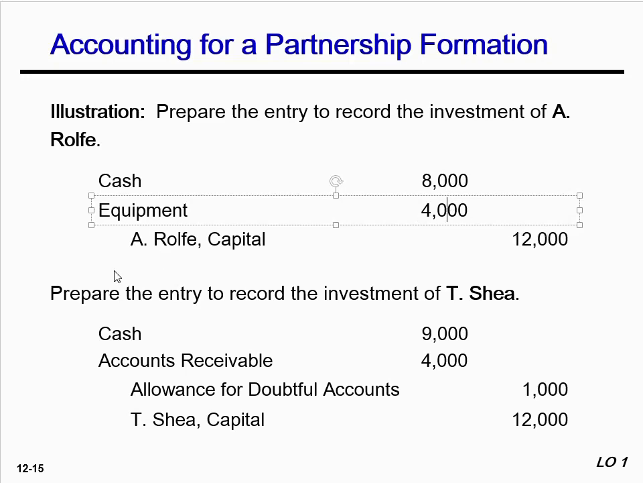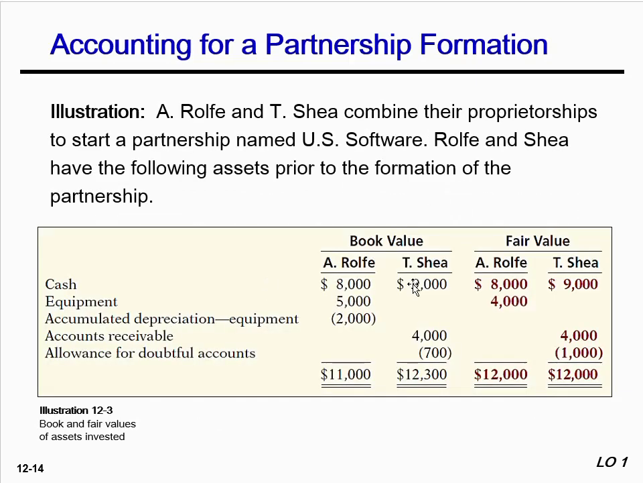This is Aerolfi's capital. Now let's talk about the second owner, which is TCR. He brought cash 9,000. He brought accounts receivable 4,000, but there is allowances for doubtful account of 1,000. So we are going to record them, but before recording, let me just revise this concept with you that allowances for doubtful account is a contra asset account.